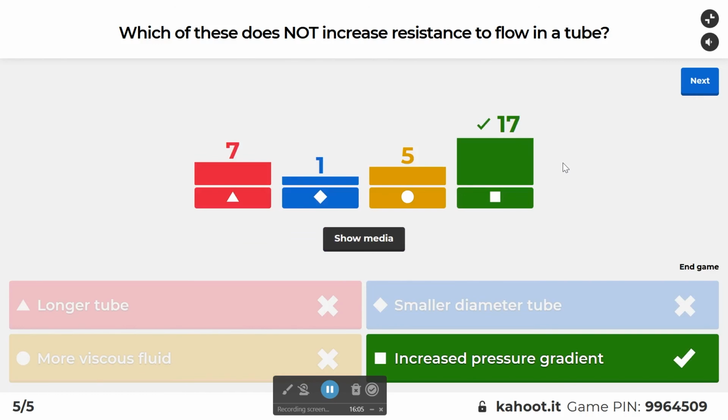Okay, so longer tube, yes, higher resistance. Smaller diameter, much higher resistance, right? It's to the fourth power. More viscosity we talked about. An increased pressure gradient, as long as the tube isn't too small, increasing the pressure gradient just makes blood flow faster. It doesn't increase the resistance, okay? Correct answer there, increased pressure gradient.